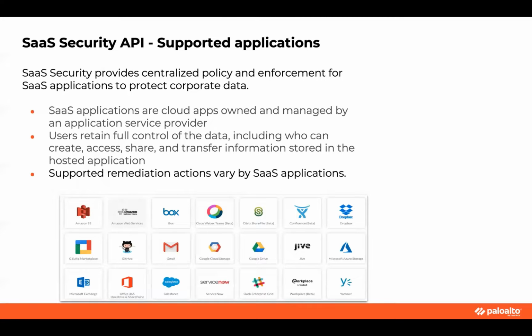From now on, in this presentation, when we talk about SaaS security, we will be talking about SaaS Security API. And cloud apps refer to sanctioned and approved cloud apps by your company. We know that SaaS applications are cloud apps owned and managed by a service provider, but the user has and keeps control of the data. Now, the important thing to remember is that because of the nature and behavior of cloud apps and the control they provide to the user, supported remediation actions provided by Prisma SaaS vary by SaaS application. As mentioned before, we support more than 26 cloud apps, and the number is growing rapidly.